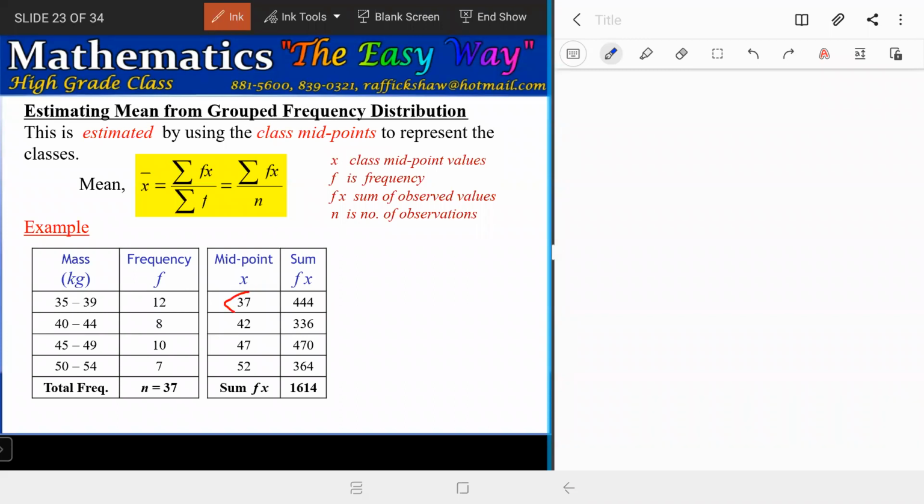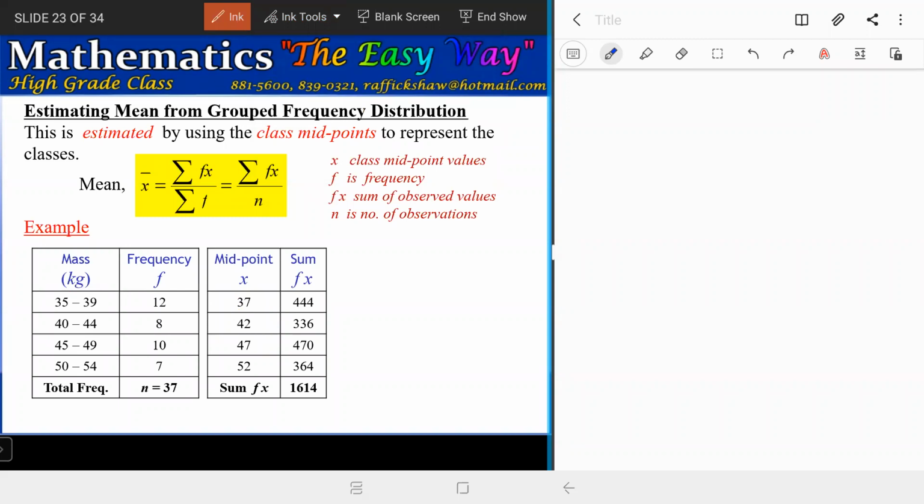The midpoint of these is 37. As you can see, the midpoint of these is 42. And look here, these values are going up by 5 from class to class, so the midpoint values will also go up by 5. Simple as that. So why not calculate the first one and just keep adding 5 to get the rest, because these values are increasing by 5. And the class width is also 5.